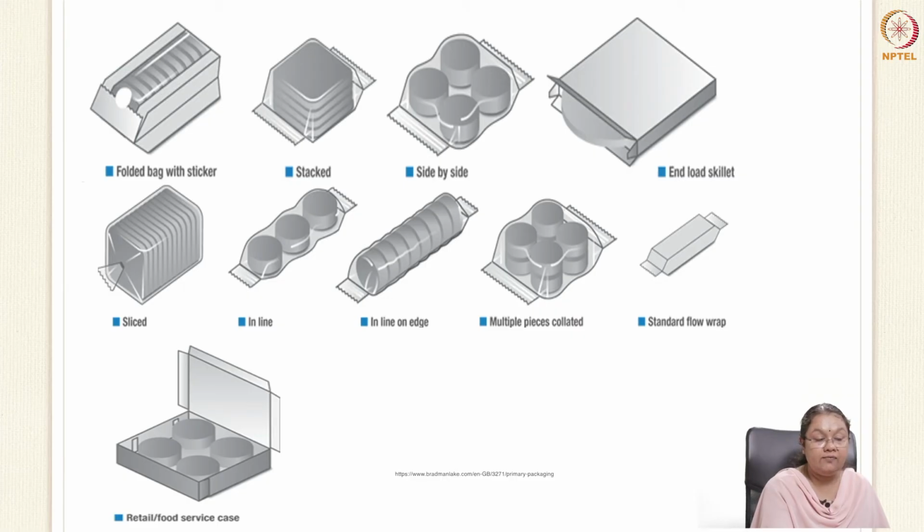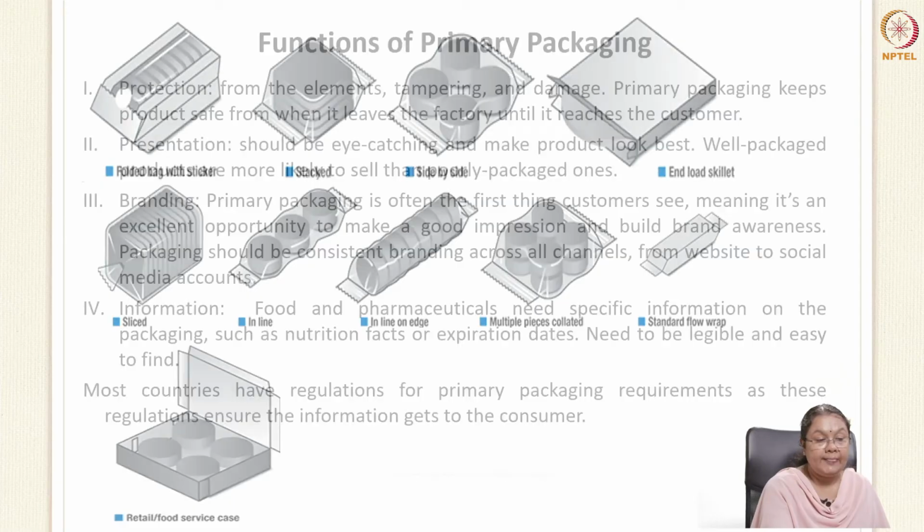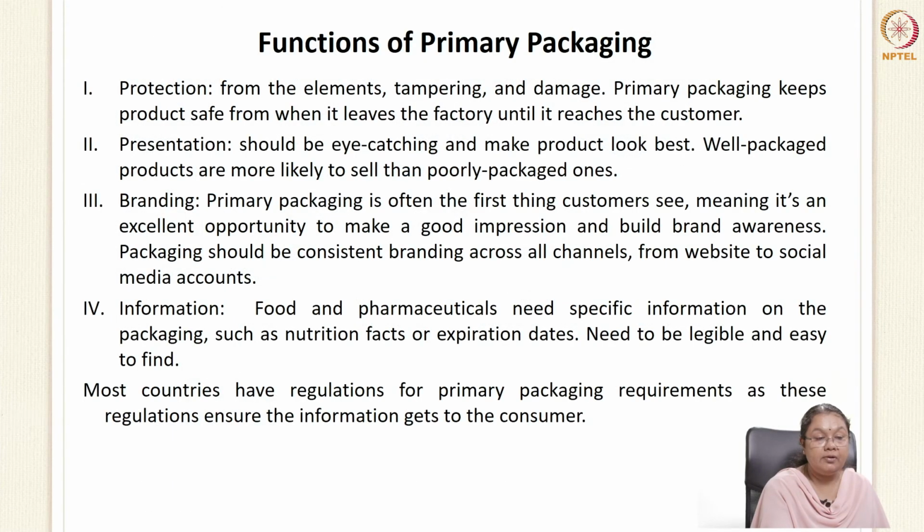Then we have retail food package, food service case, where we get donuts and other things. That is retail packs. These are different forms of primary packaging. It is not the same for all the products, it will change from product to product. And the function of primary packaging is to offer protection. That is, it protects the contents from damage or any tampering, keeping the product safe from the point it leaves the factory until it reaches the consumer.